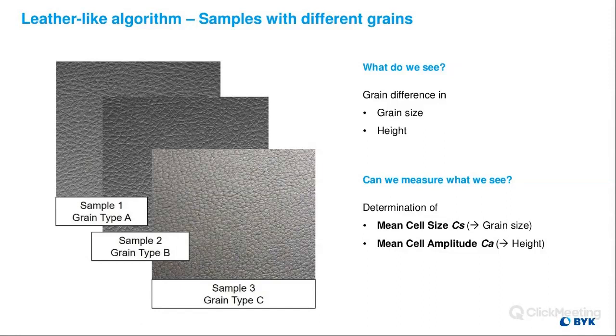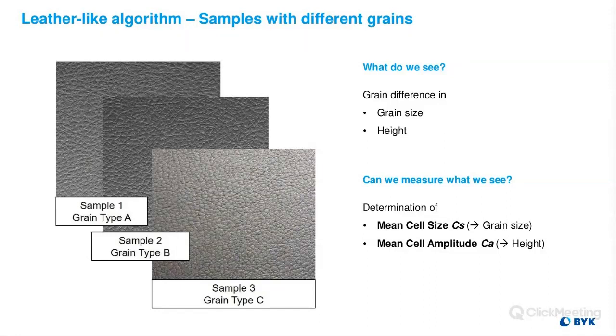So we have here three samples, sample 1, 2, and 3 with different grain types. And if you look at the grain or the texture of these surfaces, the things that might pop out to you about the texture, or at least the differences in these textures, are the grain size. And also, I guess a number of things might pop out to you, like the differences in lightness or the differences in apparent depth.